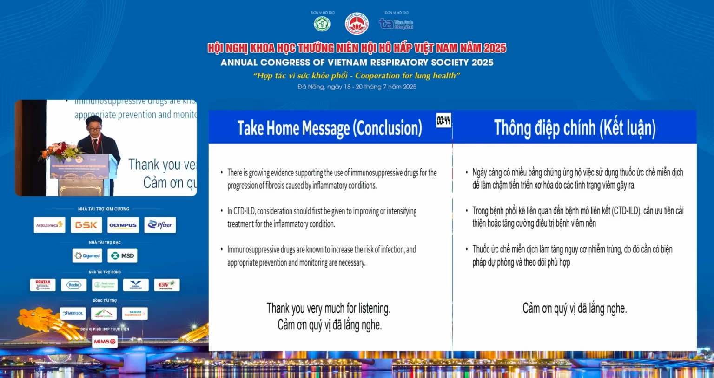This is a take-home message, and as a conclusion, there is growing evidence supporting the use of immunosuppressive drugs for the progression of fibrosis caused by inflammatory process. In CTD, consideration should be given first to improving or intensifying treatment for inflammatory conditions. Immunosuppressive drugs are known to increase the risk of infection, and appropriate prevention and monitoring are necessary. Thank you very much for listening.